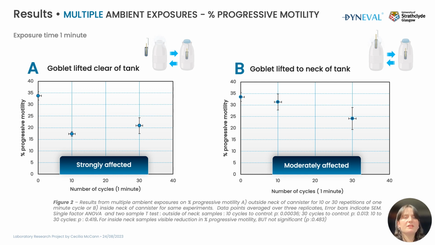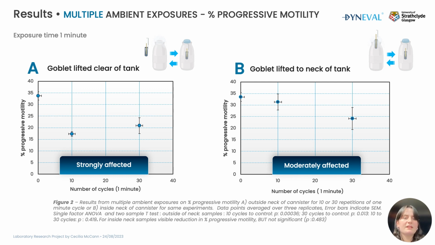First, for figure A, these are the cycles that are done holding the straw in the goblet outside of the neck for 10 or 30 cycles, or inside of the neck for 10 or 30 cycles. Both of these are for progressive motility. The results from the pilot study aren't shown here, but they basically resulted in a non-significant reduction from the control. However, when you increase the single 1 minute ambient exposure to 10 cycles of 1 minute ambient exposure, for figure A, there was almost a twofold reduction in progressive motility.